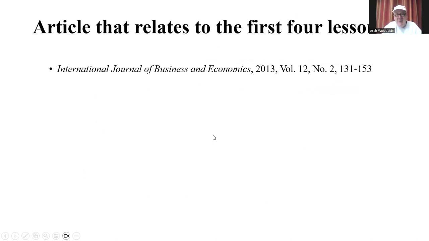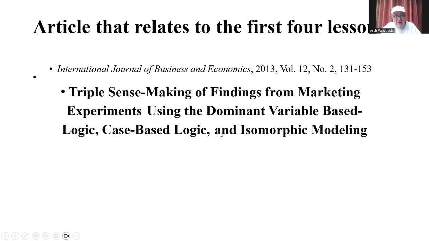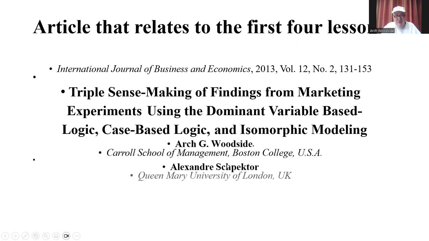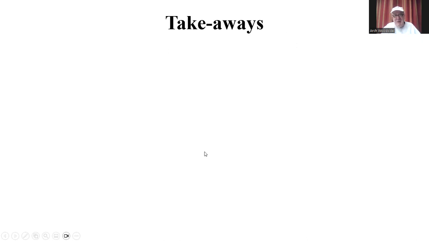This article relates to the first 4 lessons, and you can get this in the International Journal of Business and Economics. If you can't find the journal, write to me and I'll send you a copy of the article. Okay, and this is triple sense making. The first way is regression models, which is not so good. It's actually bad science practice, and we covered that in lesson 5. These two co-authors of mine were students in the course they took on fuzzy set qualitative comparative analysis.